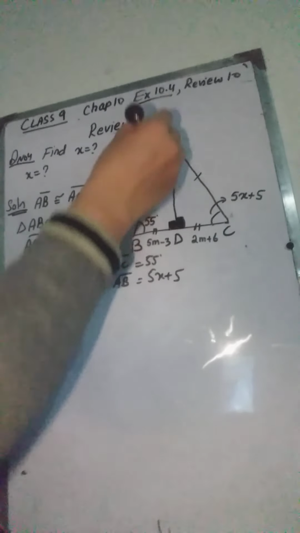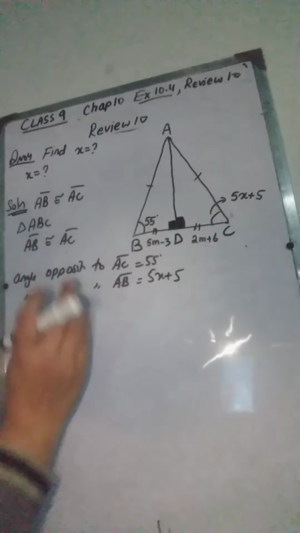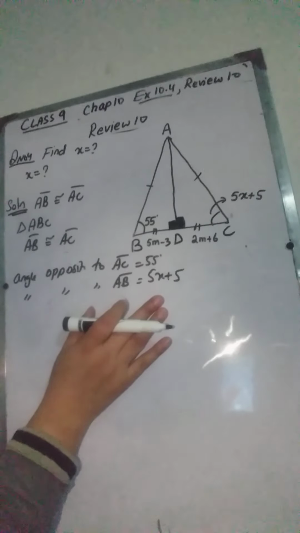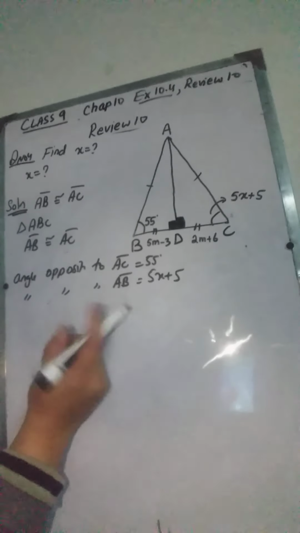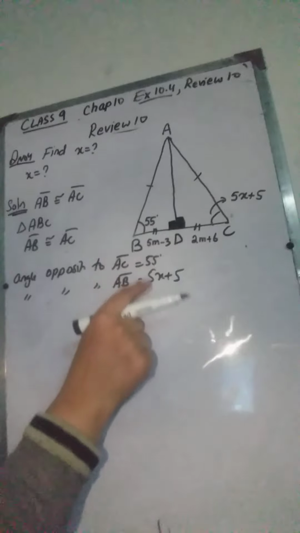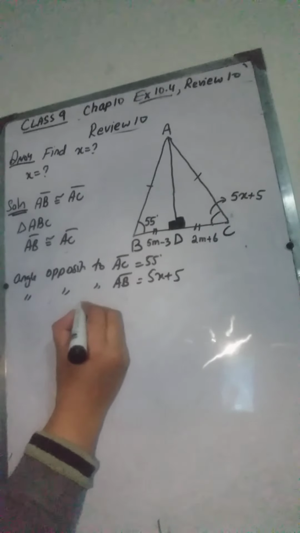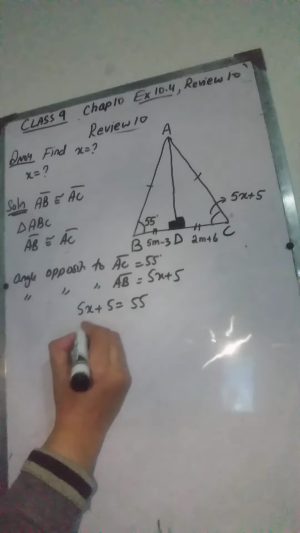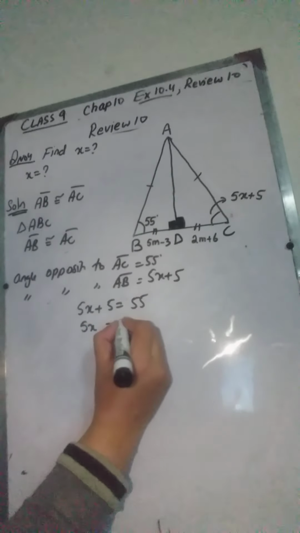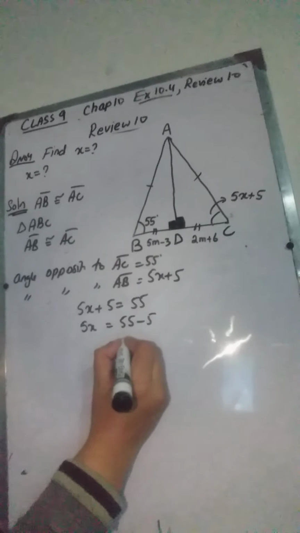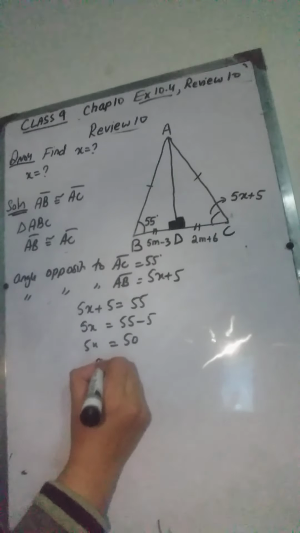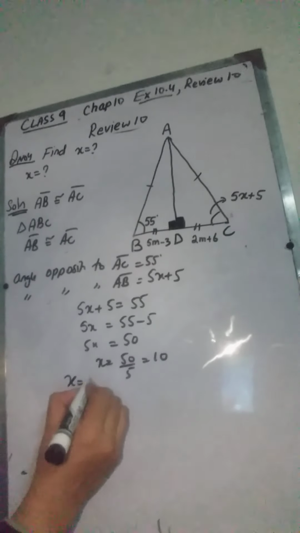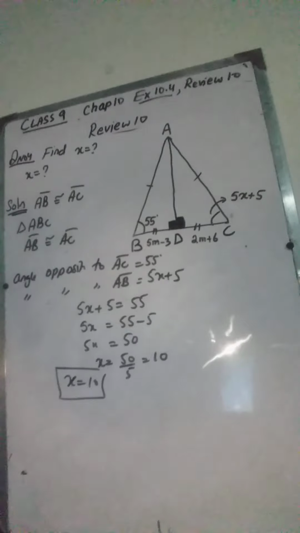Now as these two sides are equal, the angles opposite to them are also going to be equal. You have done this theorem in class 8. So as these two sides are congruent, the angles opposite to them will also be congruent. So it means that 5x plus 5 will be equal to 55. From here we can easily find the value of x. Shifting 5 to the right hand side, we will get 50, and x is equal to 50 divided by 5, which is equal to 10. So the value of x will be equal to 10.